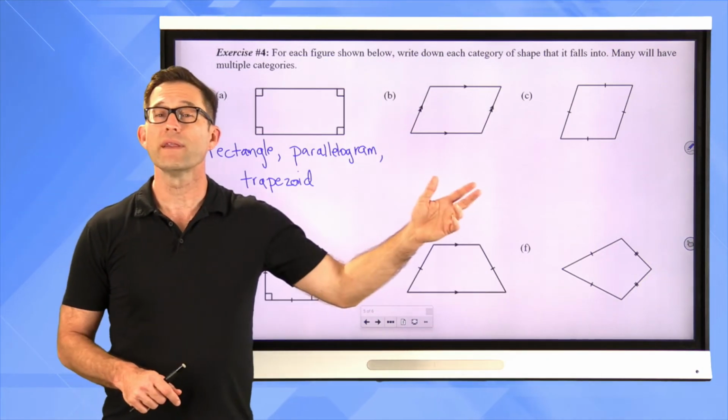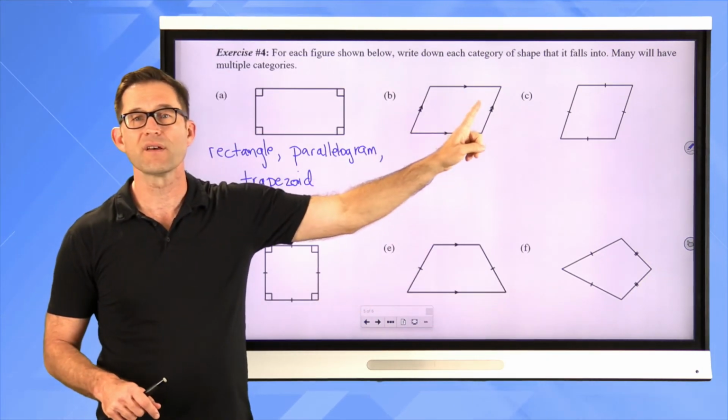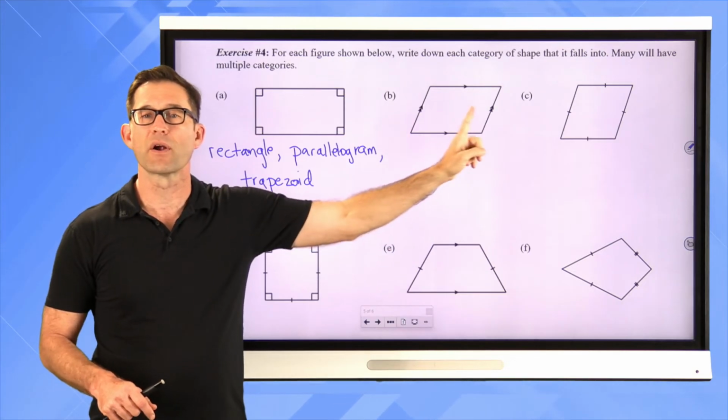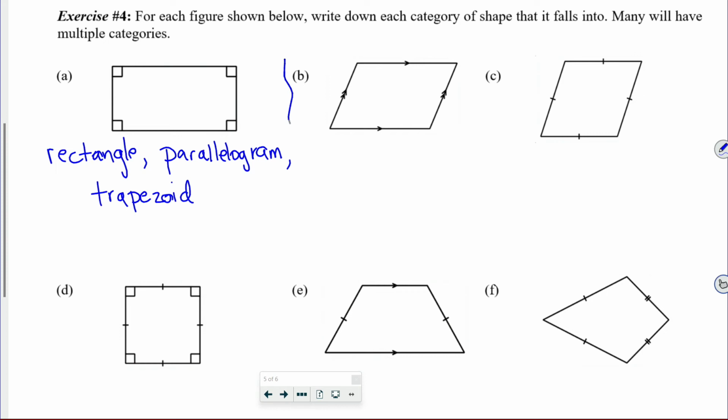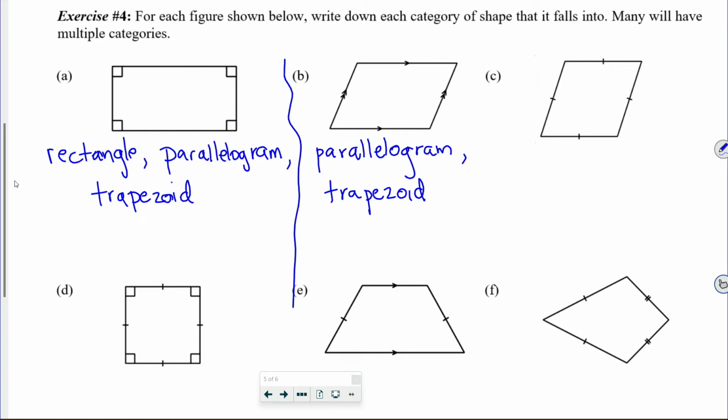All right. Well, in letter B, all I know is that this side's parallel to this one and this side's parallel to that one. Since it's got 2 pairs of parallel sides, it's got to be a parallelogram. But since it has at least one set of parallel sides, it's got to be a trapezoid. Anything that is a parallelogram automatically becomes a trapezoid.